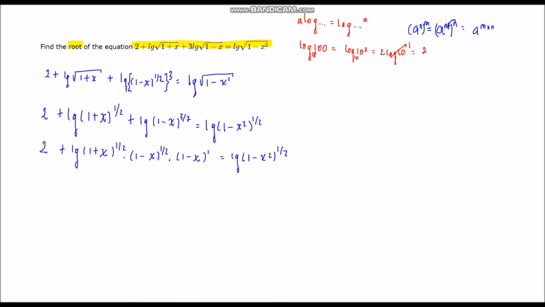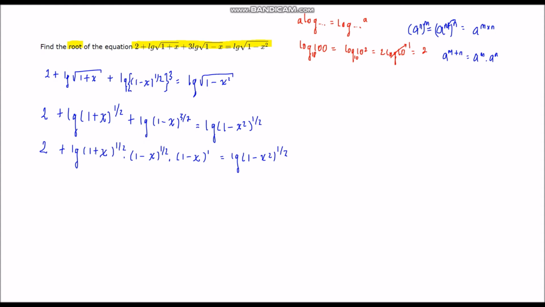Now this also comes from one of the rules of indices, which is like this: a power m plus n is equal to a power m times a power n. So we're technically just rewriting it as (1 minus x) power half plus 1, which is the same thing as (1 minus x) whole power 3/2, right? So we're just splitting them based on this rule.